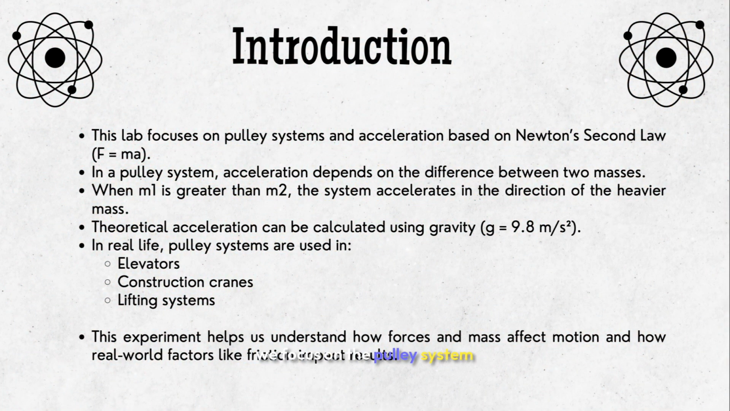In this lab, we focus on a pulley system and acceleration based on Newton's second law, F equals ma. In a pulley system, acceleration depends on the difference between two masses. When mass 1 is greater than mass 2, the system tends to accelerate in the direction of the heavier mass. Theoretical acceleration can be calculated by using gravity.